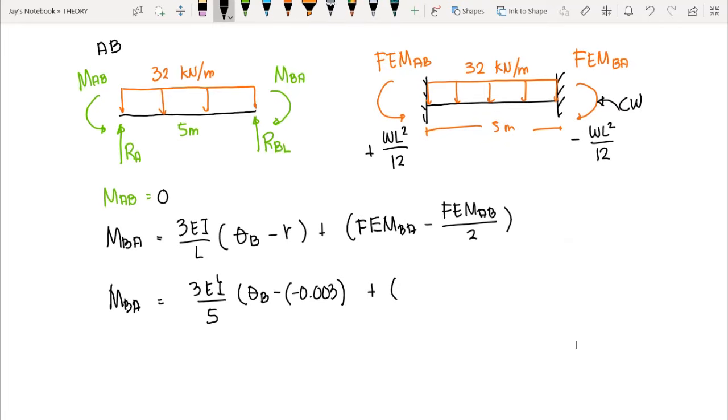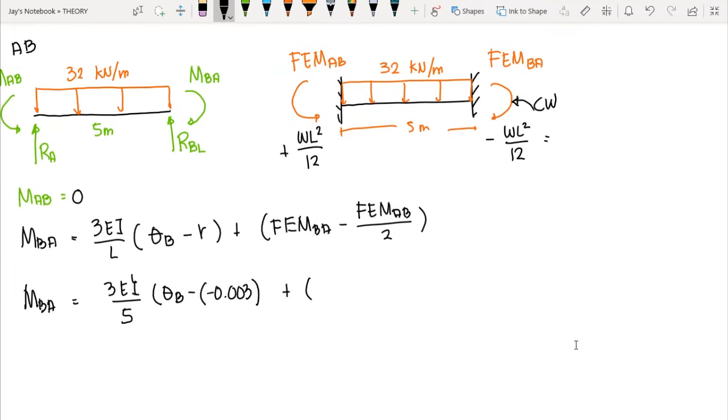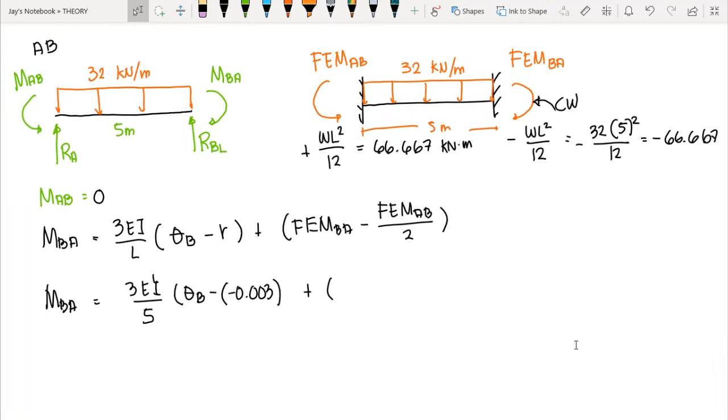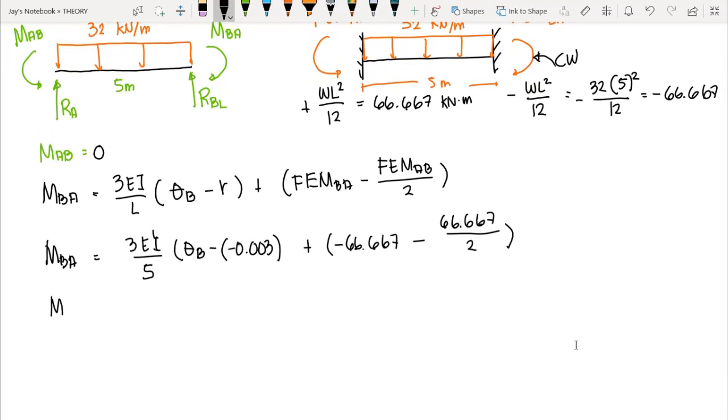So that means we have WL squared over 12, we have 32 times 5 squared over 12. This would give us 66.667. So the fixed end moment on the left is positive 66.667 kilonewton meter. So we have FMBA, which is negative 66.667, minus FMAB is 66.667 over 2. Since they are both negative, then you add.